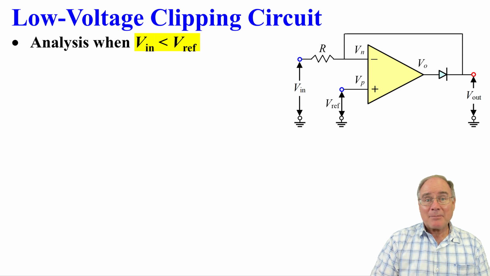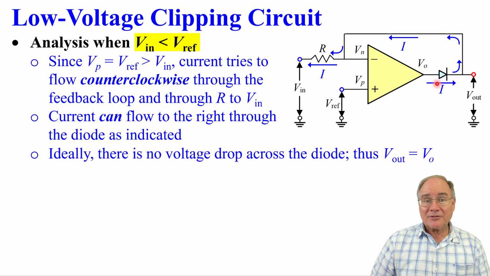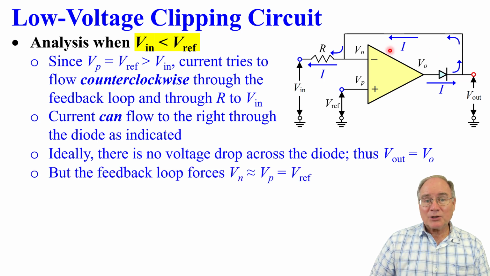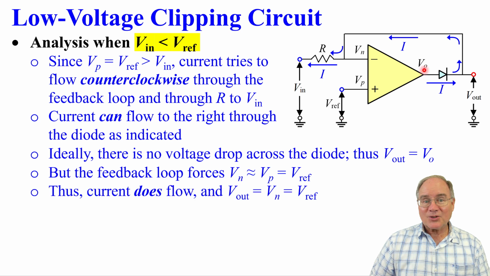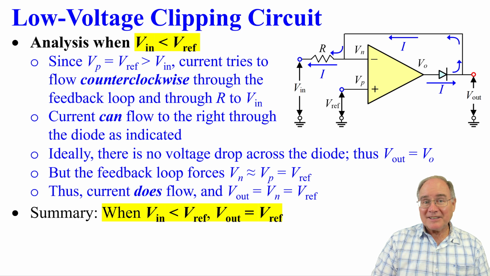Now let's analyze what happens when Vin is less than Vref. In that case, voltage tries to go counterclockwise through the loop and then through R. Current can flow that way, and for an ideal diode, there's no voltage drop across the diode. But this feedback loop forces Vn to equal Vp, assuming infinite open loop gain, and Vp is equal to Vref. So this current does flow as sketched, and Vout equals Vref. So this circuit clips all voltages less than Vref. In summary, when Vin is less than Vref, Vout is equal to Vref.